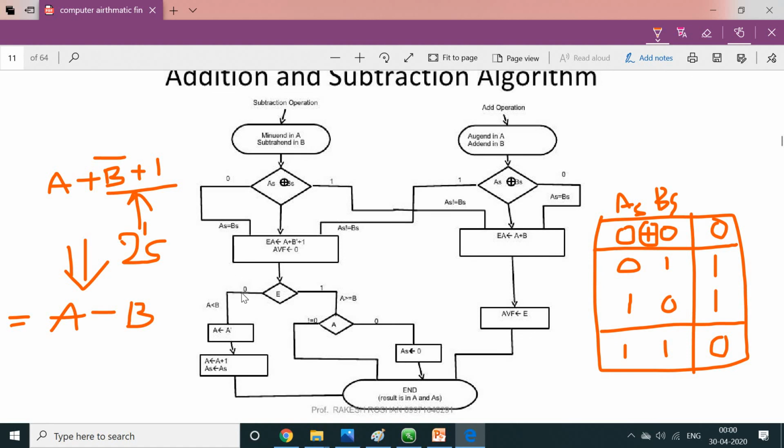In this case the result is negative, so A is less than B. First of all, we find the A complement: A bar goes to A. A holds the complement of A, and after complement, A holds A plus 1. That means we perform the 2's complement representation once again. The sign bit of the A register is stored into AS.